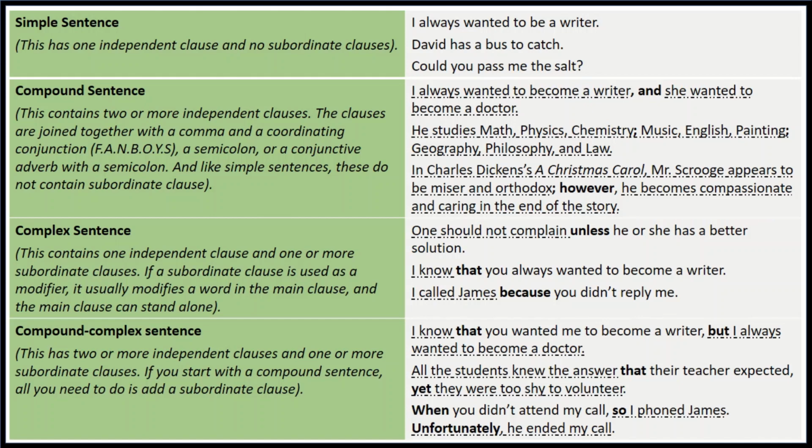So this is where the compound complex sentence comes into play when you make long sentences. You can see, unfortunately, is also a conjunctive adverb, but we are not using a semicolon, because there's a full stop after James. So that is why we have to skip the semicolon. However, we will use a comma after this conjunctive adverb. So these are the four structures of a sentence.